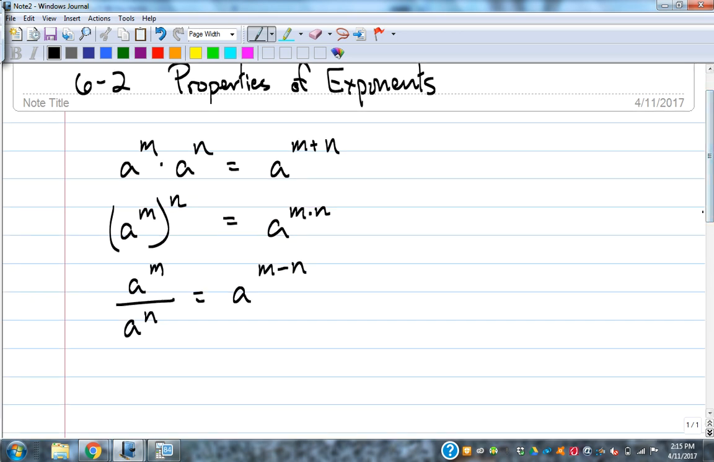If you've got a negative exponent, so like a to the negative m, you can change that to a positive exponent by putting it on the bottom. If it's negative on the bottom, you can change it to a positive by moving it to the top. So that works back and forth there.